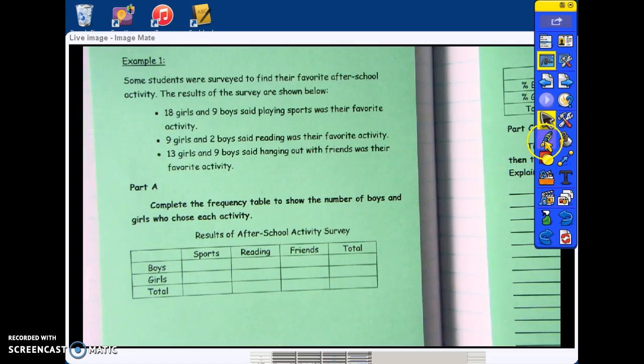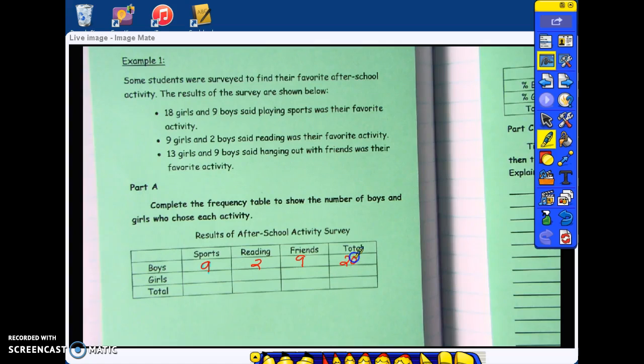So, out of boys who preferred sports, boys who said playing sports was their favorite, that was 9. Boys who preferred reading was 2. And boys who liked hanging out with their friends was 9. 9 plus 2 plus 9 is 20.